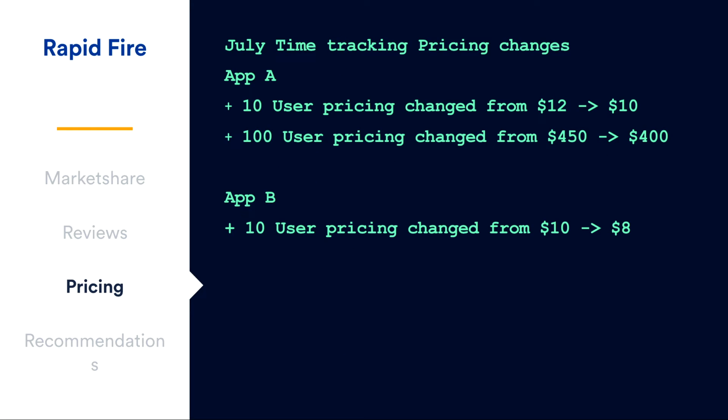Now, all the data up until this point was real. This is fake, but it shows an example of how you might output a diff. So for the month of July, App A's pricing changed at the 10 user tier from $12 to $10. App B's pricing changed from 10 to 8. Maybe you're competing directly with these apps, or maybe you do very similar functions, and it's important and valuable to know, hey, the price has changed.